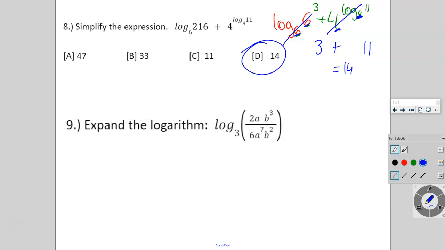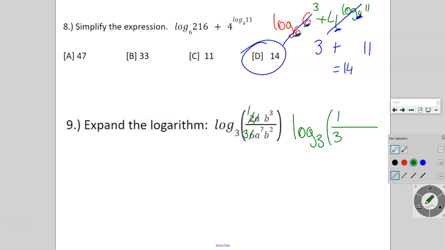Now question 9, we're expanding the log. So remember, when you do that, you got to simplify it first. Numbers with numbers, A's with A's, B's with B's, Z's with Z's. Whatever variable, you can only simplify it with the same variable, whether it's on the bottom or on top. Having said that, I see that 2 and 6 can simplify to 1 and 3. I'm going to rewrite it as I go. So I simplified 2 and 6 to 1 and 3 now.